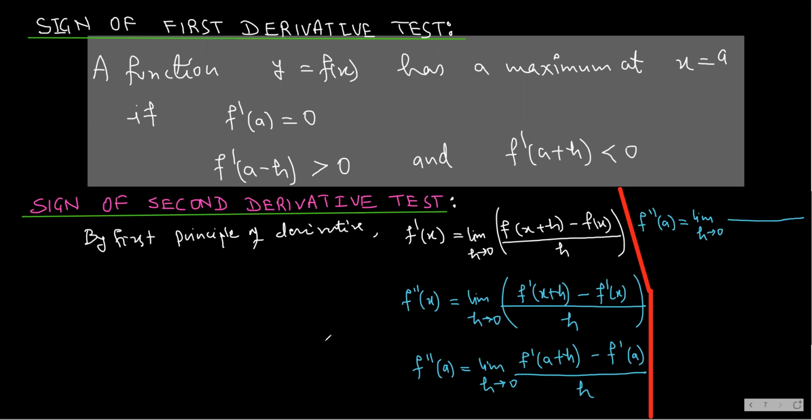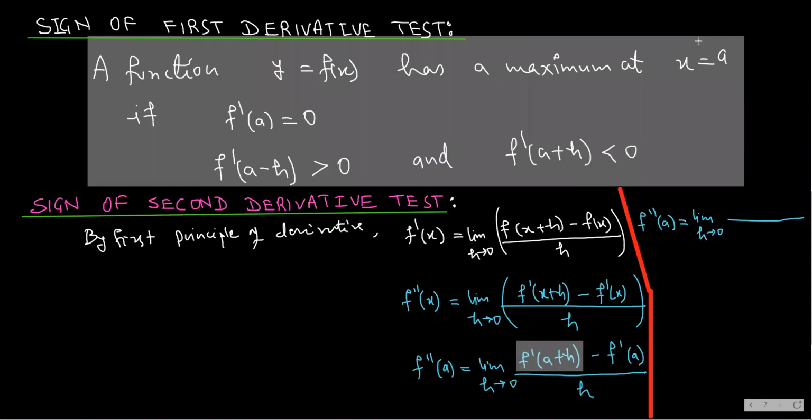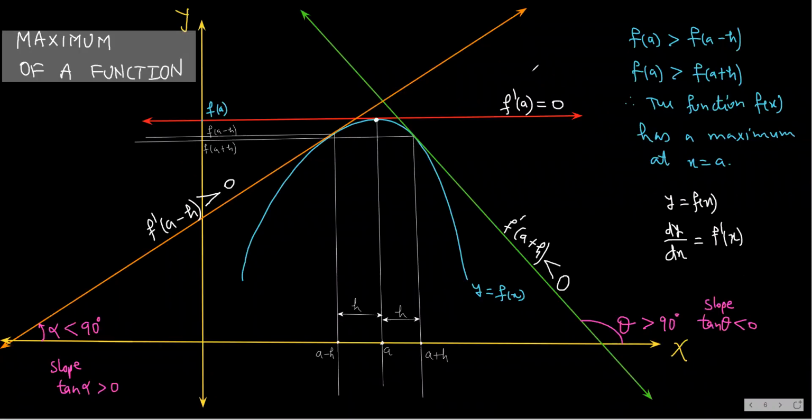See, for the maximum, what is f dash a plus h? Tell me, what is this? It is negative. You can check. See, f dash a plus h is negative. It is less than 0. So here you would write negative. We are working for the case of maximum. And what is f dash a? F dash a is 0. F dash a is 0.